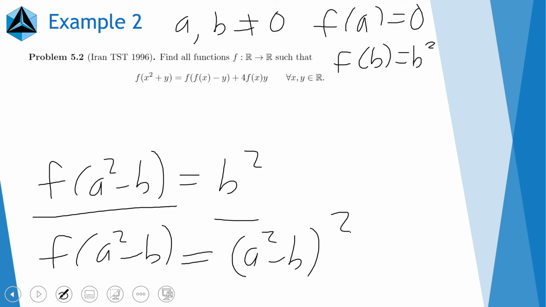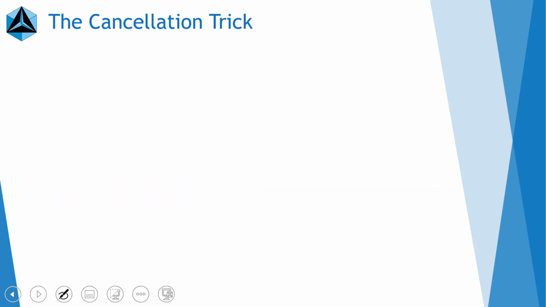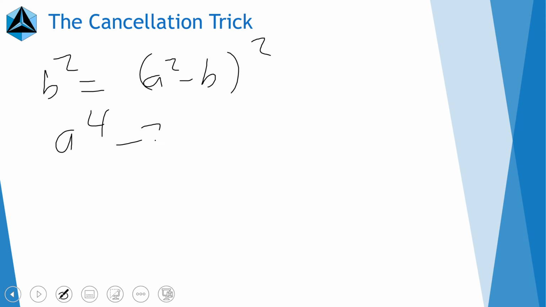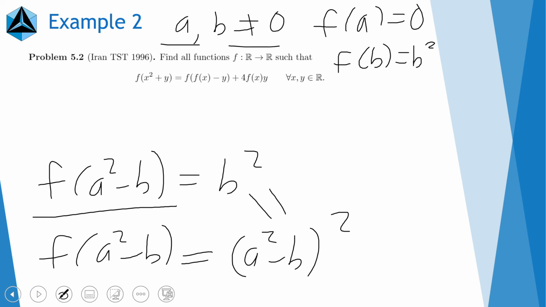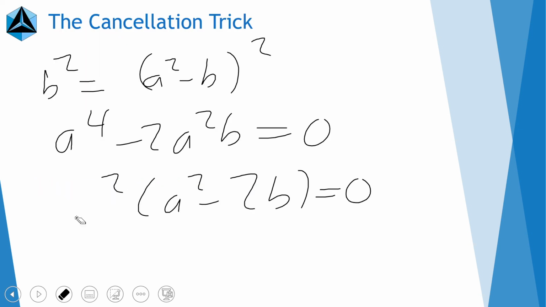So, get rid of this random line that I have right there for no reason. We can equate these. Now we'll get to work where we have more space. We have b squared is equal to a squared minus b squared. This gives us a to the 4 minus 2a squared b is equal to 0, and a squared minus 2b is equal to 0. So going back, we also know that a is not equal to 0, okay? So that means that we can remove this a squared term, get rid of these parentheses, and we have our conclusion. A squared is equal to 2b.